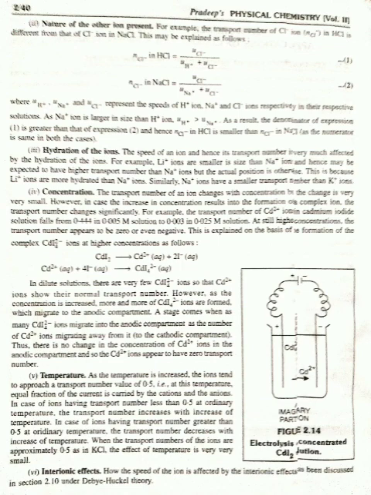Fifth, temperature. As the temperature is increased, the ions tend to approach a transport number value of 0.5. That is, at this temperature, equal fraction of the current is carried by the cations and the anions. In case of ions having transport number less than 0.5 at ordinary temperature, the transport number increases with the increase of temperature. In case of ions having transport number greater than 0.5 at ordinary temperature, the transport number decreases with increase in temperature. When the transport numbers of the ions are approximately 0.5, as in KCl, the effect of temperature is very small. Sixth, interionic effect. How the speed of the ion is affected by the interionic effects has been discussed in section 2.10 under Debye-Hückel theory.